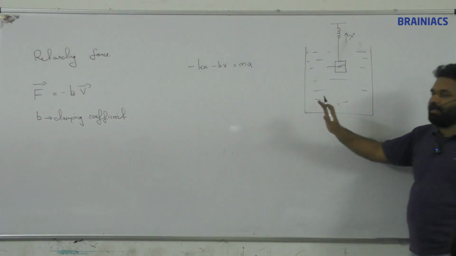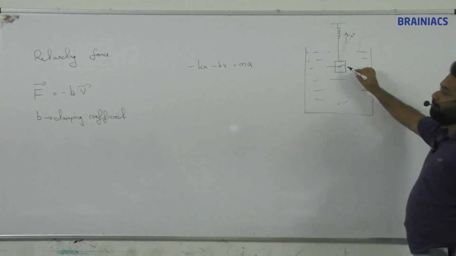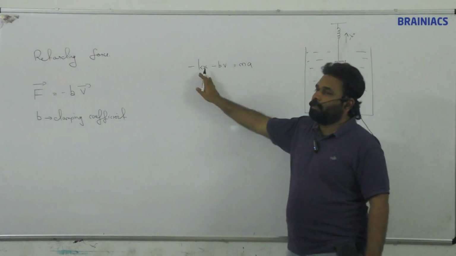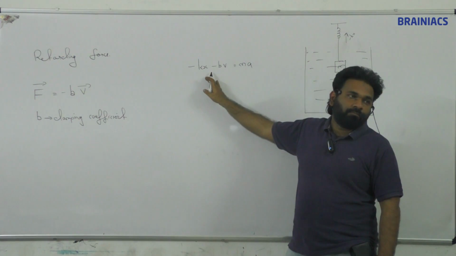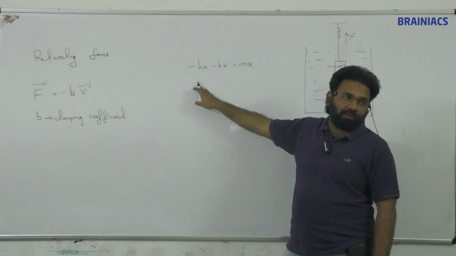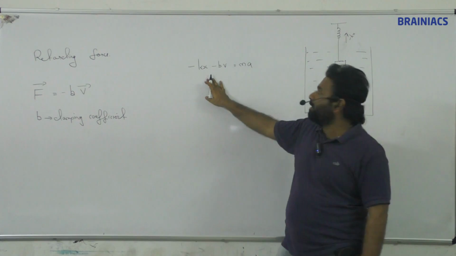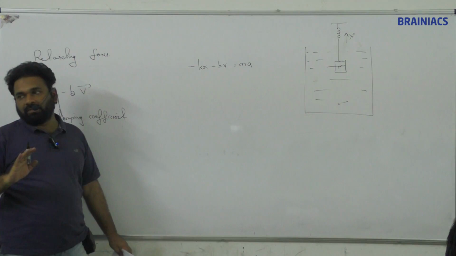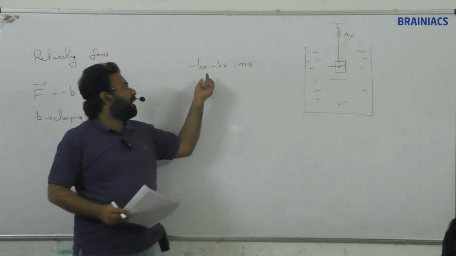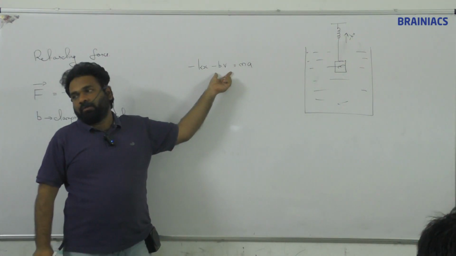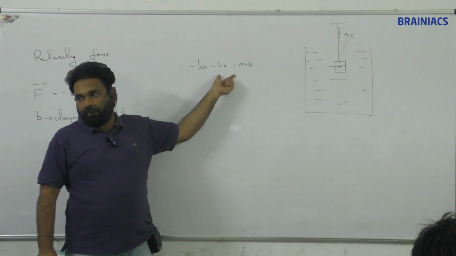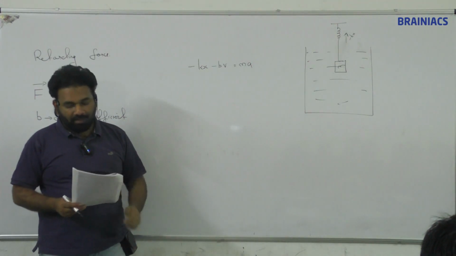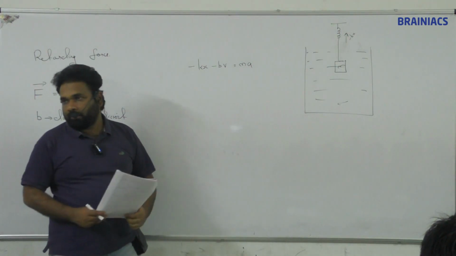Just for understanding purpose, we are not putting mg and all here. We are not putting the entire forces. Just simply the force which is acting along with the restoring force. That alone we are considering here. So minus kx minus bv is the factor which is going to stop this. Not minus kx, minus bv is the factor which is going to create damping. Clear or what? Minus kx minus bv is equal to ma. Any doubt in this?